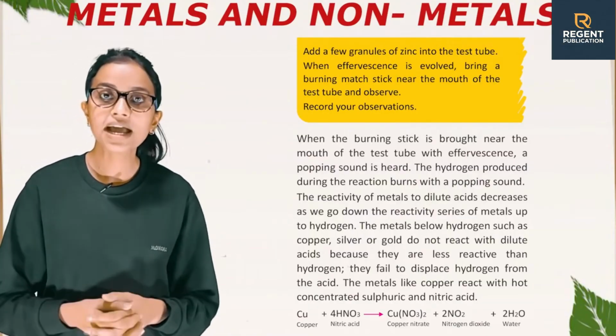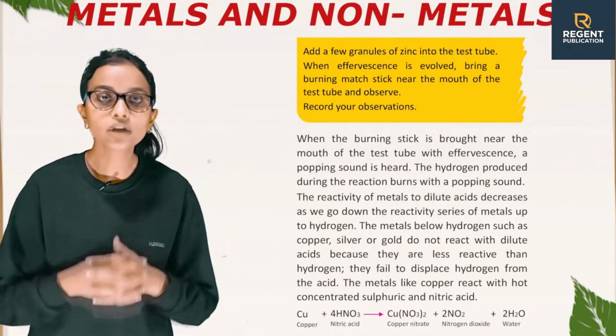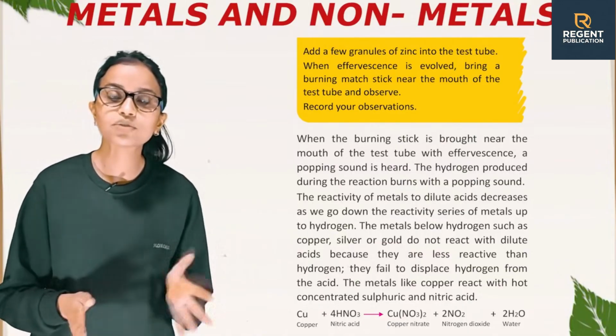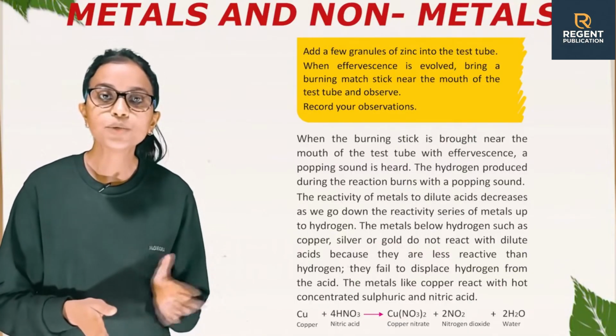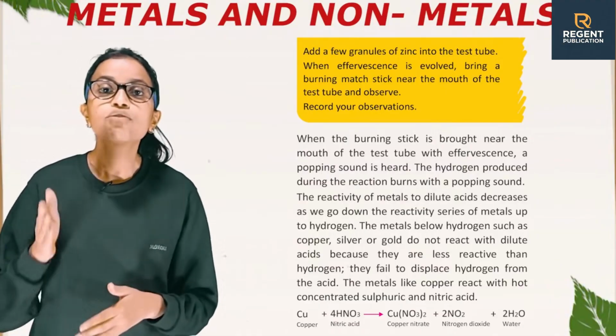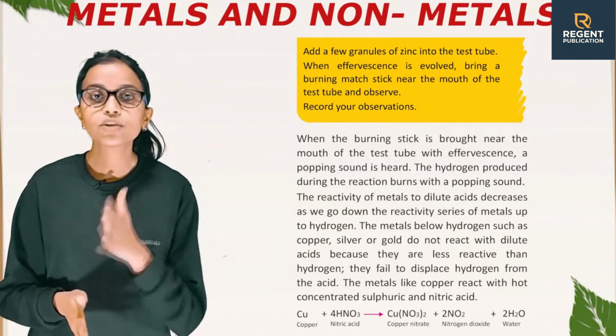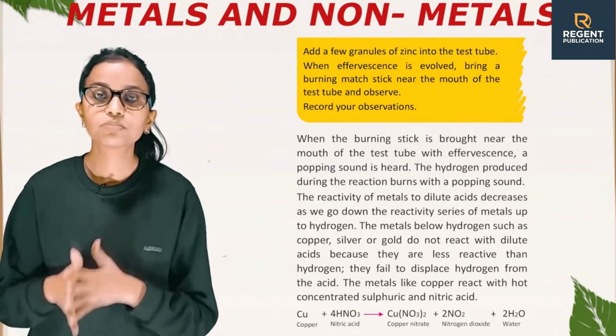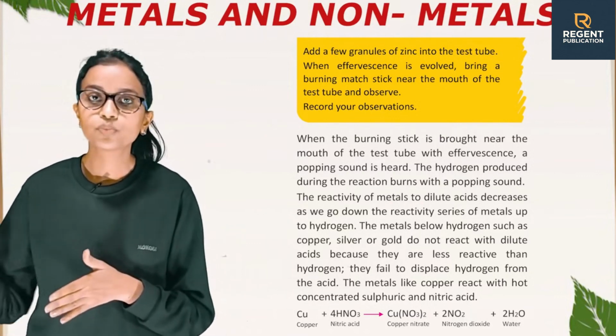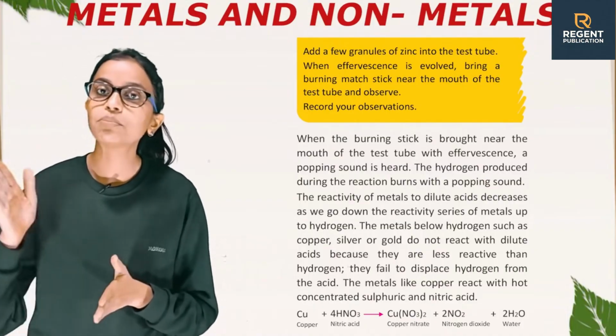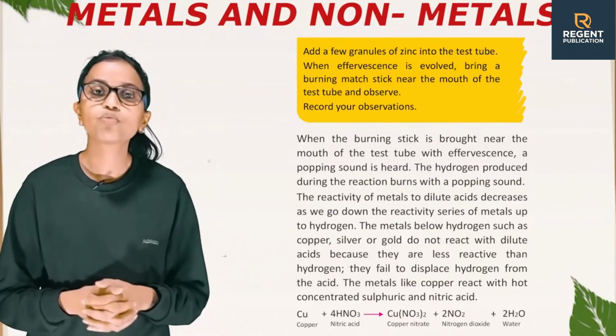The metals like copper react with hot concentrated sulfuric and nitric acid. Cu copper plus 4HNO3, that is nitric acid, gives Cu(NO3)2 copper nitrate plus 2NO2 nitrogen dioxide plus 2H2O water.